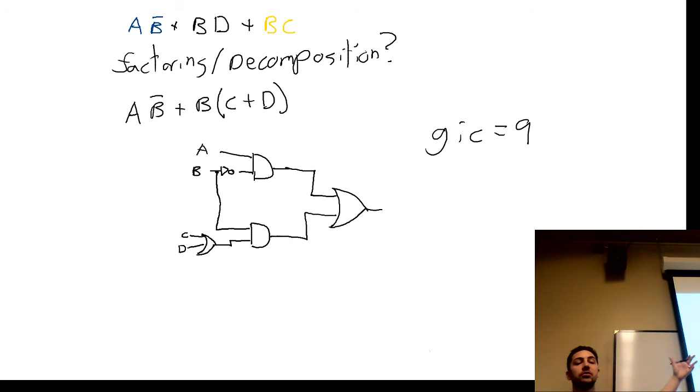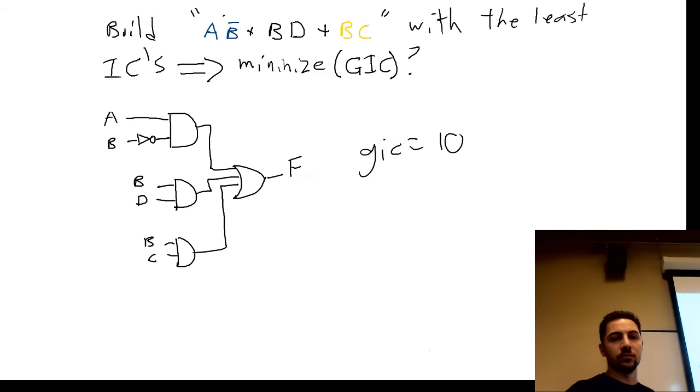So now you keep going. You look. A, B bar, or B, factor out the B. That's B ANDed with C or D. Its gate input cost is 1, 2, 3, 4, 5, 6, 7, 8, 9. Okay, so that's better, right? Less gate input cost is better.